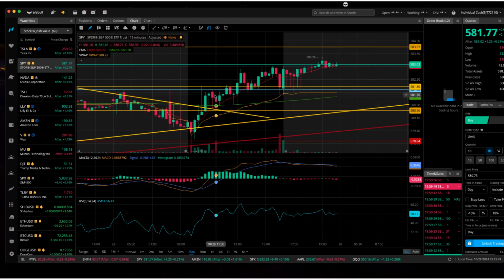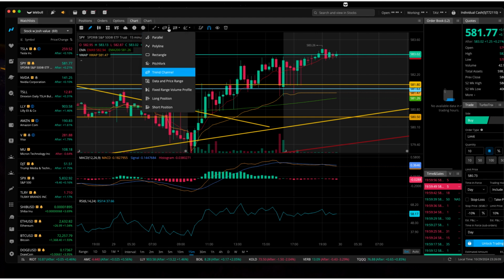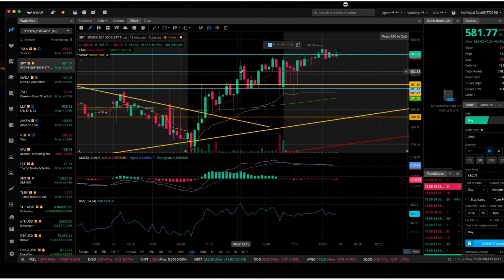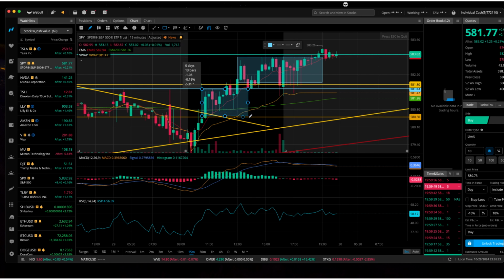I know I got a lot of lines on here, but if we were going to draw a square on here, how did we do that? Rectangle. There we go. So I would start it right here. There's one. And again here to about right here.